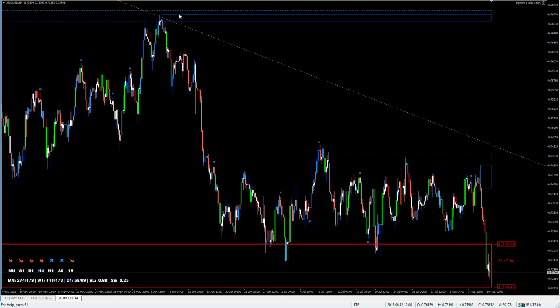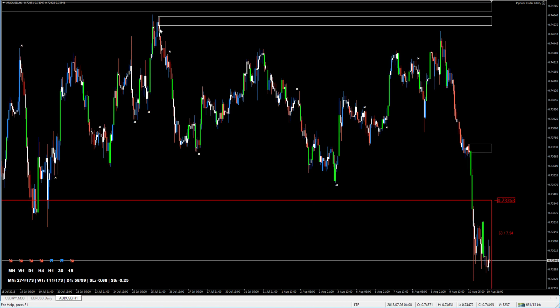So you can see there's something going on. So we go to the smaller time frame, go to the 1-hour chart. You can see that price is doing its little dance, and then we have this over here.